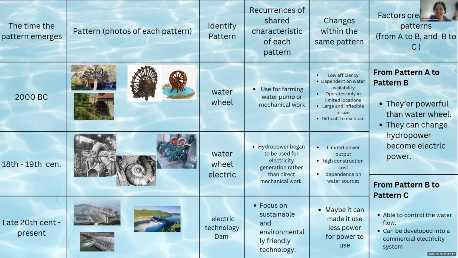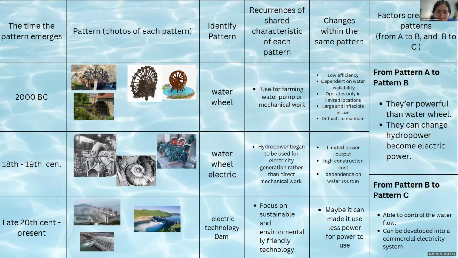Okay, thank you, Nana. Let me take a look here. Overall, you have categorized them into these three patterns. It helps us to see the history of the water wheel becoming the dam, to generate electricity from water, like hydropower and energy.